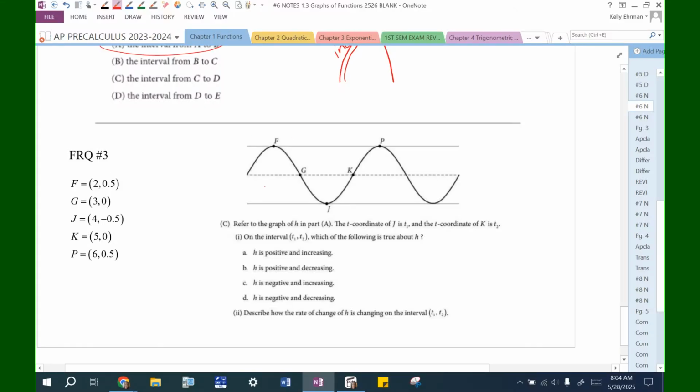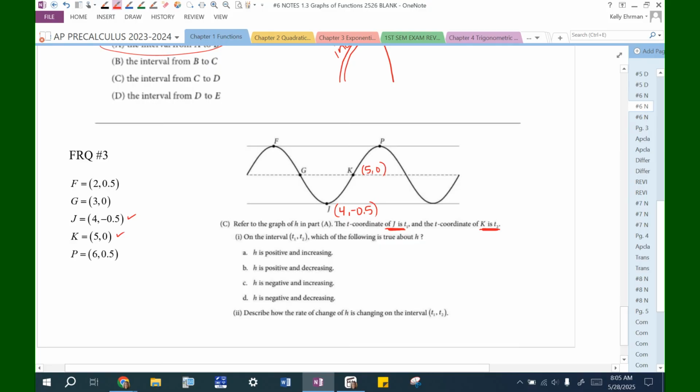So say we have these points. Refer to the graph of H, which is this, in part A. The t-coordinate of J is T1, and the t-coordinate of K is T2, so J to K. So let's go ahead and write down the ordered pairs for J to K. I'm just taking them from here, J to K.